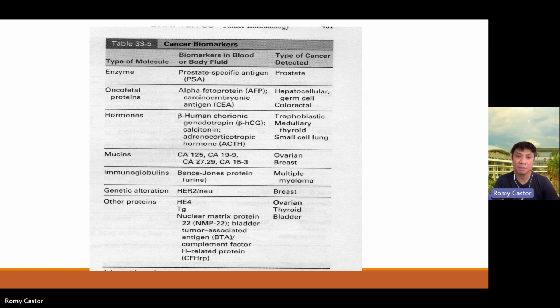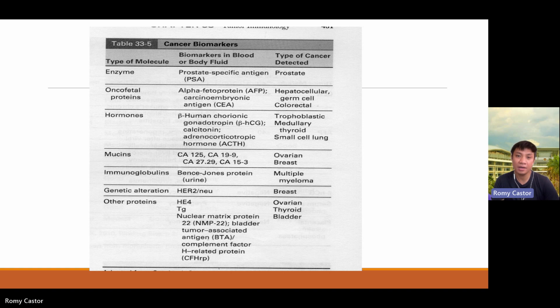Okay, mucin, so mga mucin natin mga CA or cancer antigen. That includes here CA125, CA19-9 associated here with the ovarian cancer. CA27-29, CA15-3 associated with the breast cancer. Okay, immunoglobulin, we have here your Bence Jones protein associated with multiple myeloma. Actually, the Bence Jones protein is the first na tumor marker discovered.